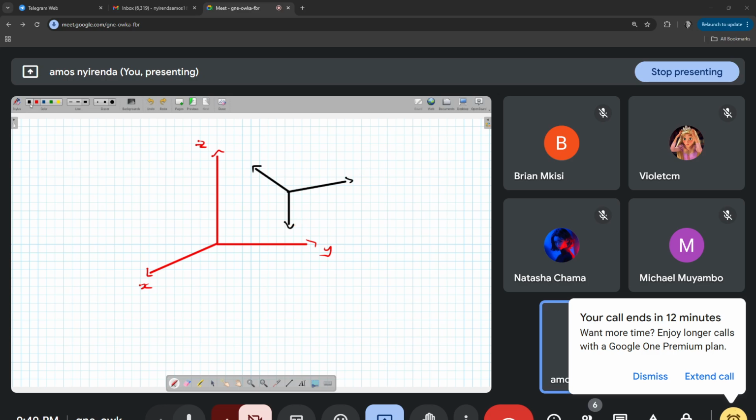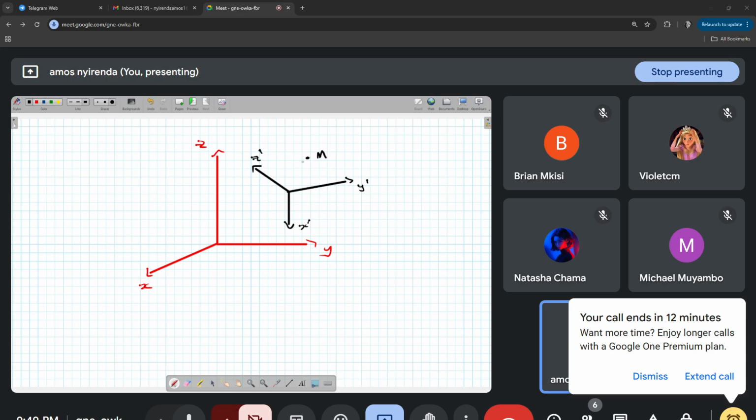Let me just use the same color for consistency. So this is the y-prime axis, this is the x-prime axis, and then this is the z-prime axis, like so. So let's say we have a point M that is moving in this black axis. So hence the black color that I've given to M.